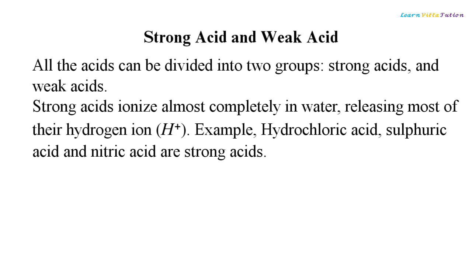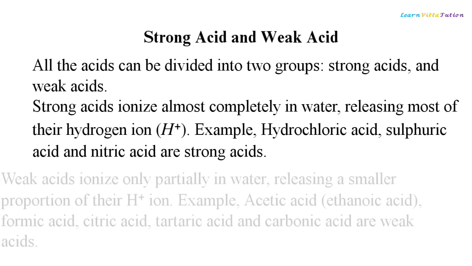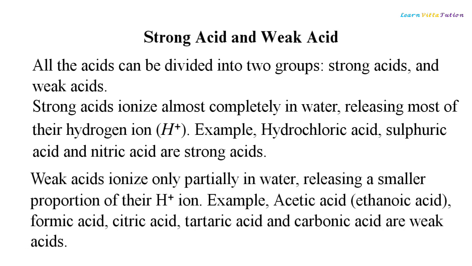Strong acid and weak acid. All the acids can be divided into two groups, strong acids and weak acids. Strong acids ionize almost completely in water, releasing most of their hydrogen ion. For example, hydrochloric acid, sulfuric acid and nitric acid are strong acids. Weak acids ionize only partially in water, releasing a smaller proportion of their H+ ion. For example, acetic acid, ethanoic acid, formic acid, citric acid, tartaric acid and carbonic acid are weak acids.